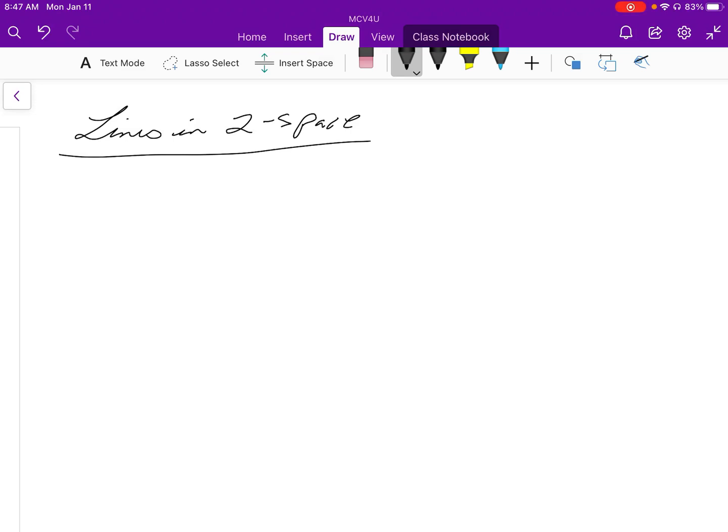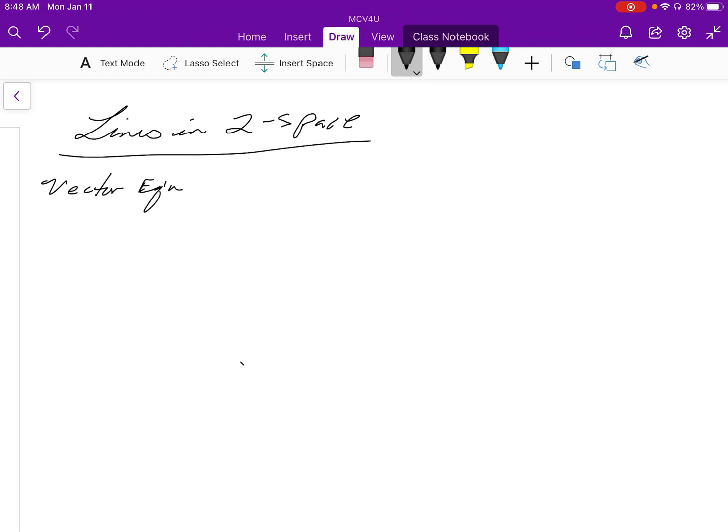In this lesson, we're going to take a look at the lines in two space like we did in the last lesson. We'll review those, and then we'll carry on and take a look at another line in two space. We've got one more form of a line in two space that we can take a look at.